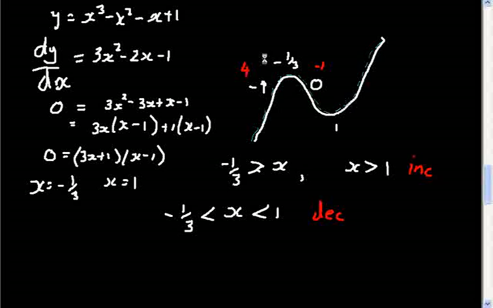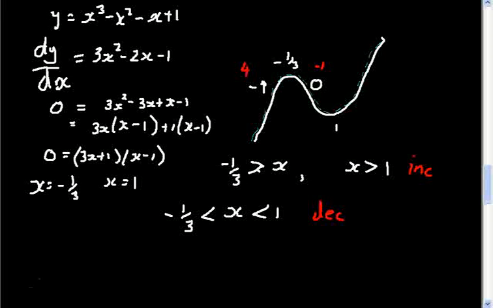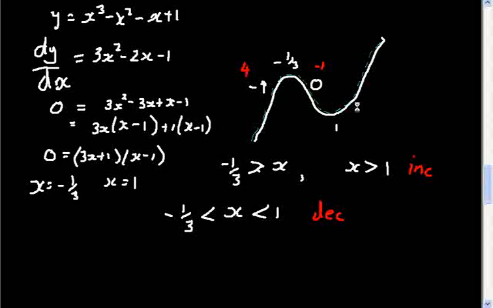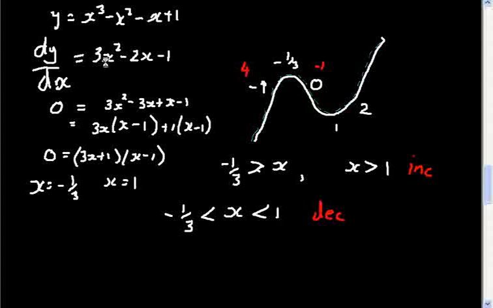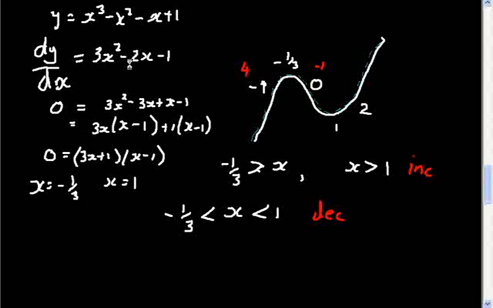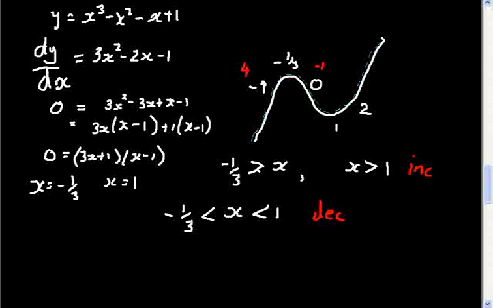Then you check points to the left and to the right of this stationary point. We already have a point to its left, which is 0, so we'll look at a point to its right. Let's look at x equals 2. If I substitute that into that, I get 4.